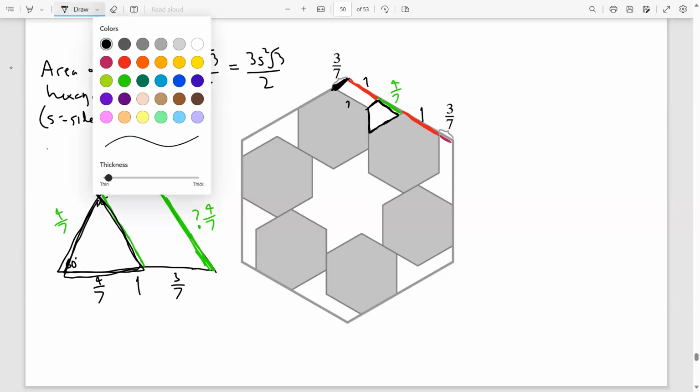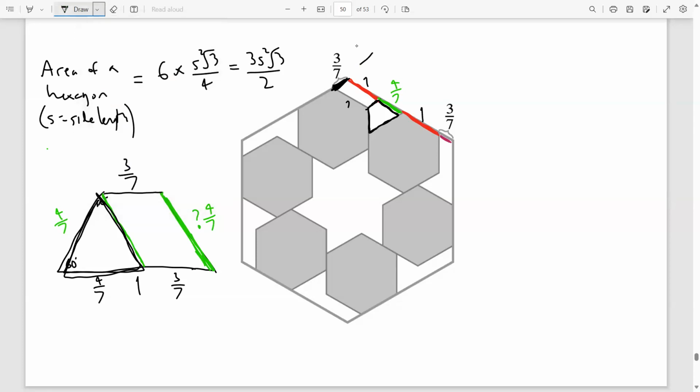So now we know the side length of this frame, which is 1 plus 4/7 plus 1 plus 3/7, which is equal to 3. So this outer frame has side length 3. Now we can find the desired area. So the area that is inside the frame, but outside the hexagons.